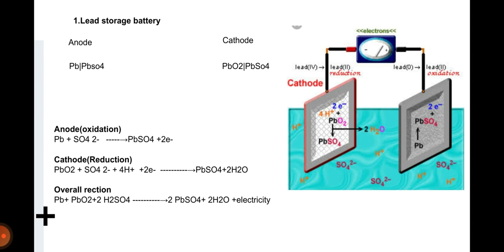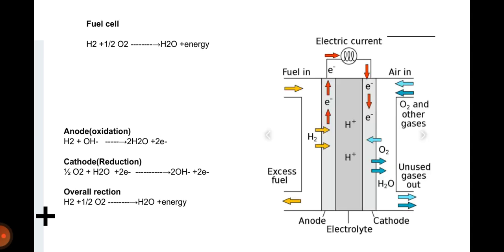The overall reaction is Pb plus PbO2 plus 2H2SO4 giving 2PbSO4 plus 2H2O and electricity. This is the discharging of the lead acid cell, and the overall reaction can be driven from right to left in the rechargeable accumulator. Nowadays this has wide application, and most of the batteries used in vehicles are lead storage batteries.